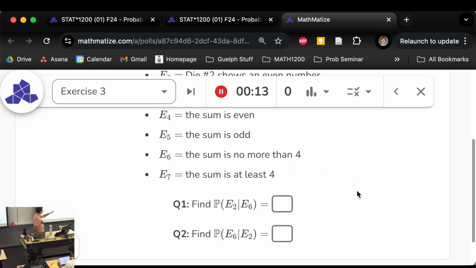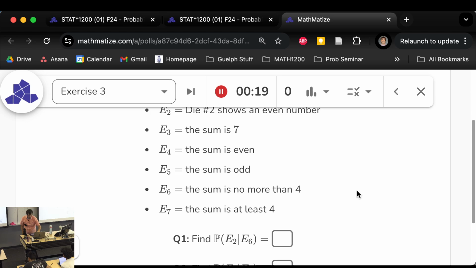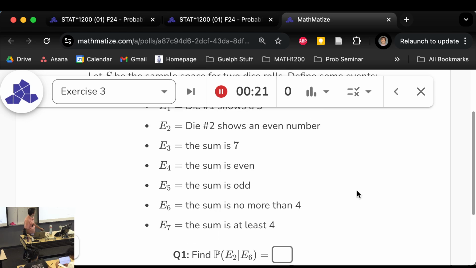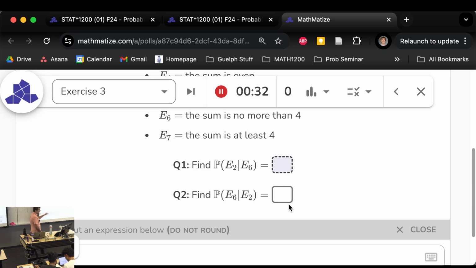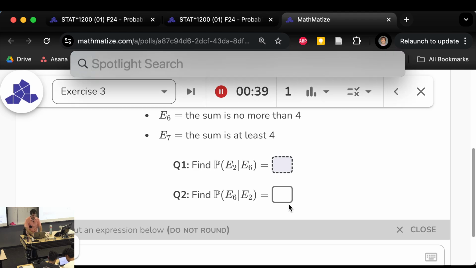The probability of E2 given E6, and the probability of E6 given E2. Okay, so you have to remember, what is E6 and what is E2? They are these events. I think we did some examples with these ones last time. So maybe you have a head start, but try to do these probabilities. And I believe you should be able to enter your answer as a fraction. So you need to get it exactly right. It's not multiple choice. Let me give you like 5 minutes to do this, and then we'll see how people did.